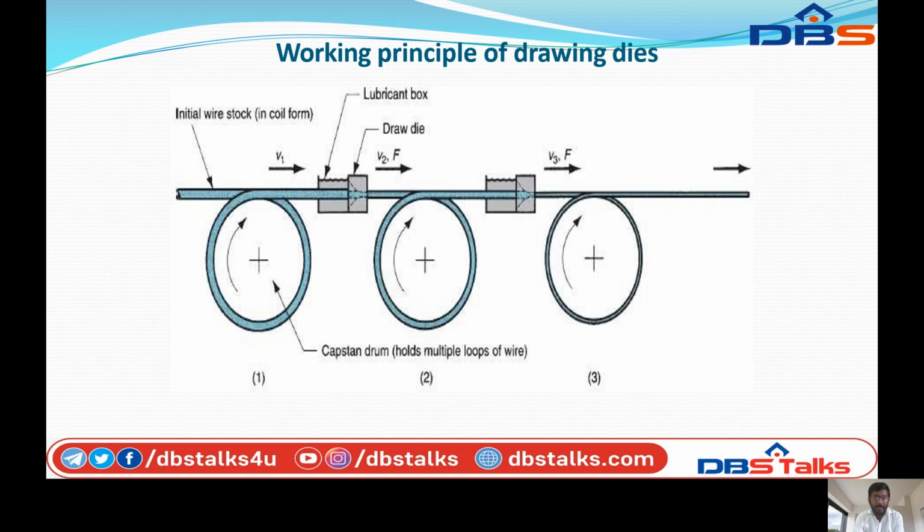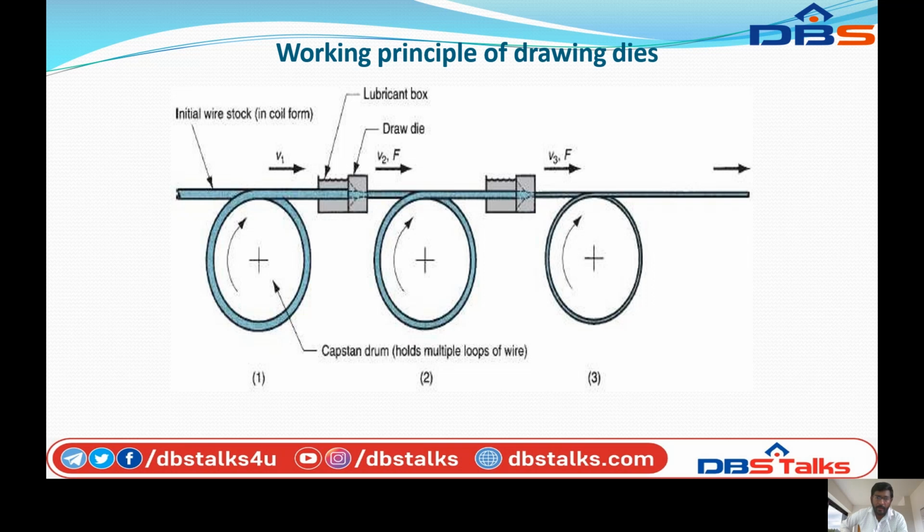When lubrication is completed, the wire passes through the draw die with velocity V2, with some force applied to the drum. The die reduces the thickness, and the wire then goes to the second capstan drum, which also rotates.